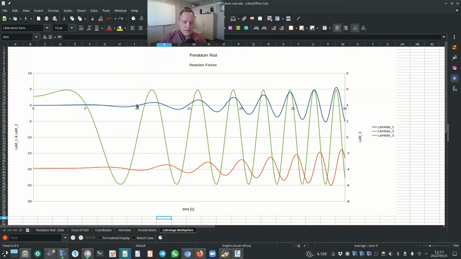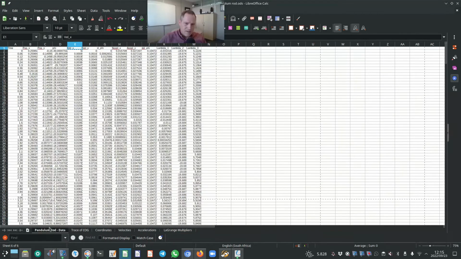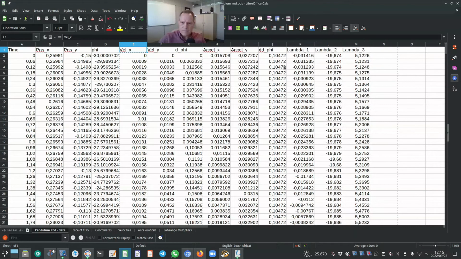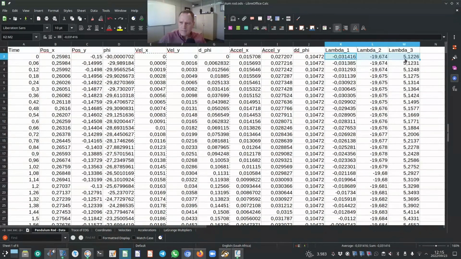Now, Lagrange multipliers 1 and 2, as you'll see later on in this lecture, are used to calculate the reaction forces. Okay, let's quickly have a look at the magnitudes of the Lagrange multipliers at time t0. So if I zoom in a little bit, that's what you see over here. And let's focus for now on Lagrange multipliers 1 and 2.